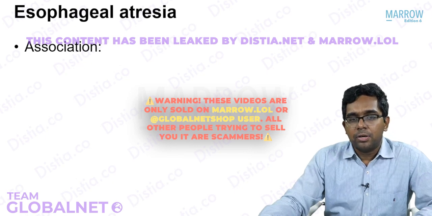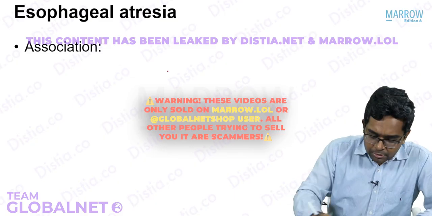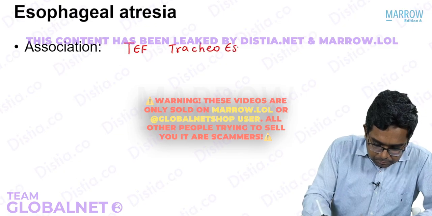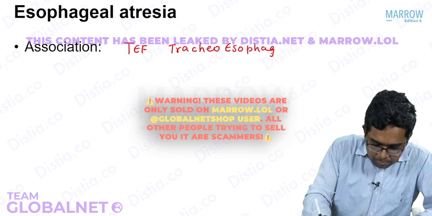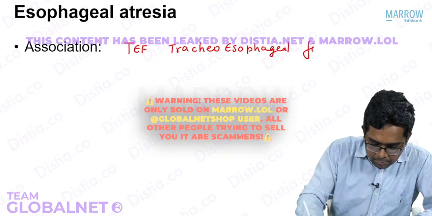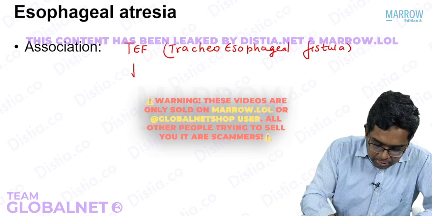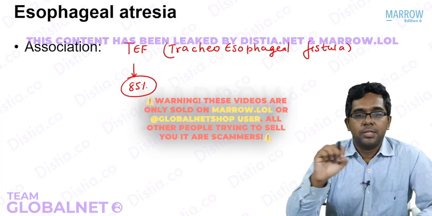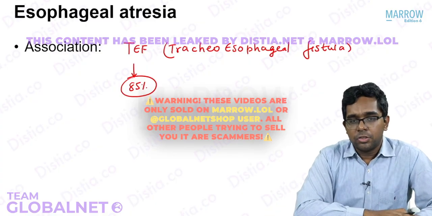Let us look at some of the important associations of this condition. An important association is TEF, which is tracheoesophageal fistula. And this association is noted in 85% of cases of esophageal atresia. So making it the most important associated anomaly in esophageal atresia.